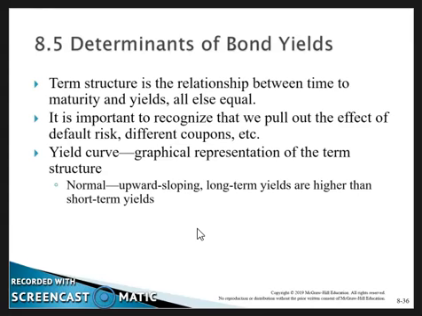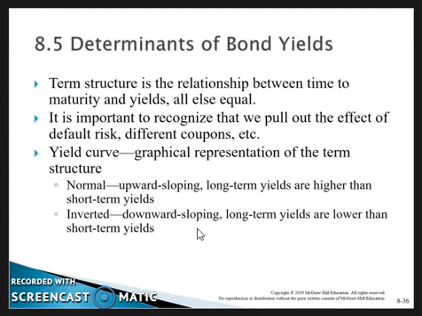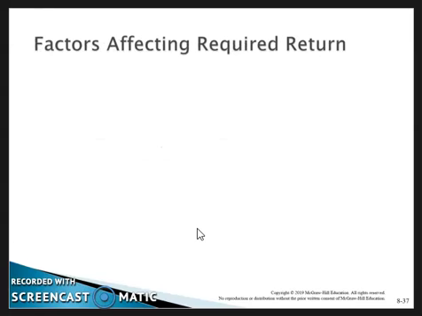A normal term structure is upward sloping. Long-term yields are higher than short-term yields. An inverted structure is downward sloping. Long-term yields are lower than short-term yields. This usually is an indication of a recession. So we can also have a flat yield curve as well.